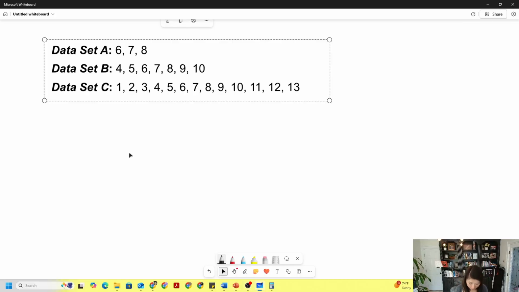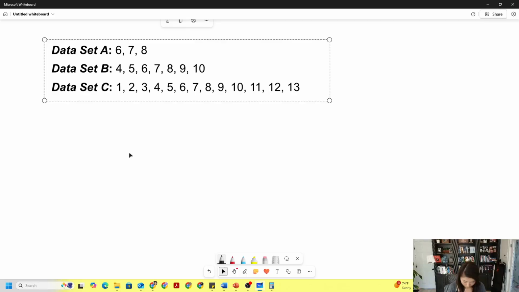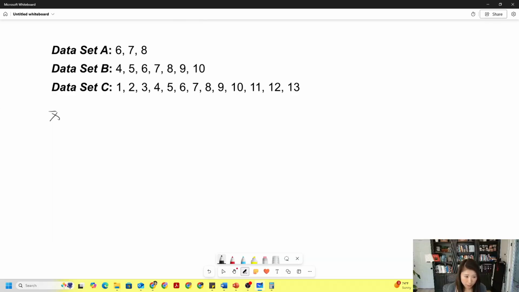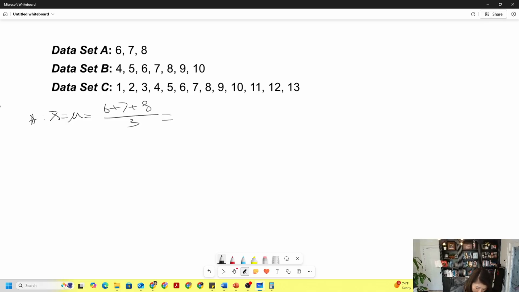Okay, so first let's calculate the mean. Regardless of whether it's mu or x bar, the formulas are the same, so we will get the same answer. So we can see mu equals mu. This is for A, right? So we will get 6 plus 7 plus 8 divided by 3. So that gives me 7, right?